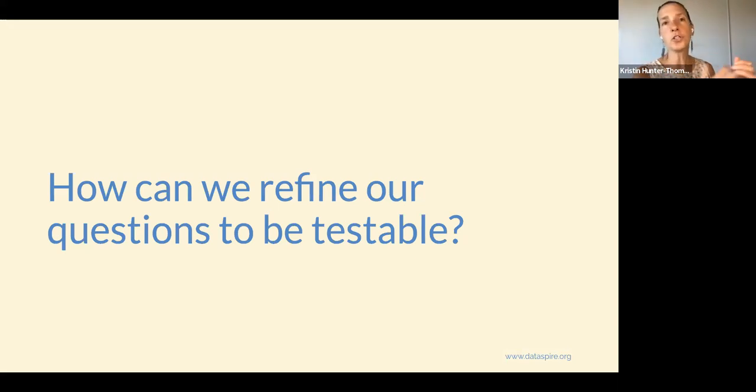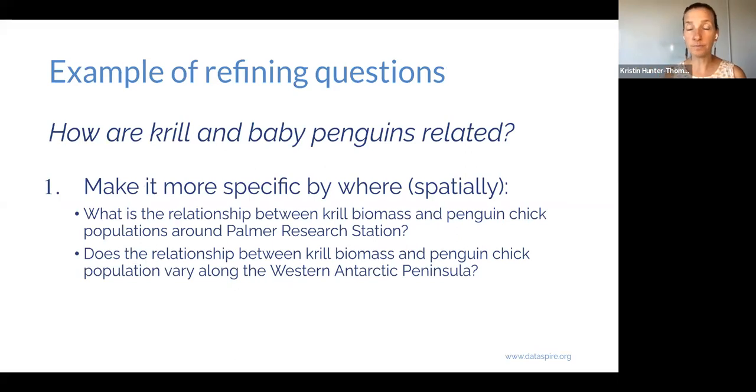Okay, so that's from the start. What if our learners are coming to us and they've got this great question, but it's not quite hitting the mark yet? Well, we can refine it to be more testable. And there are many different ways that we can refine a question. So let's not even think about our learners. Let's just think about us.